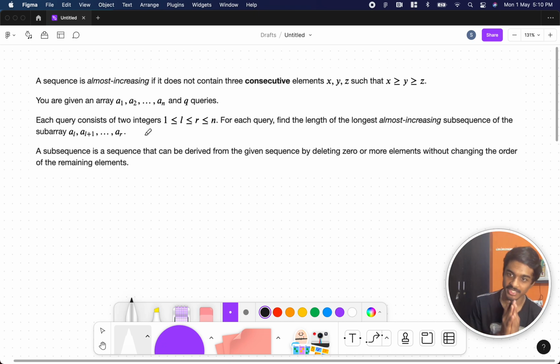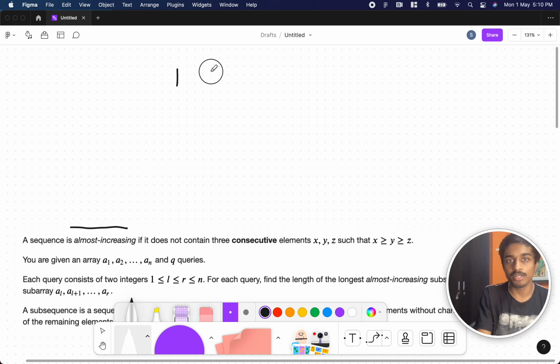The problem setter states that a sequence is called almost increasing only if it does not contain three consecutive elements x, y, z such that x is greater than or equal to y, and y is greater than or equal to z. What does it mean? Let's say for example you have 1, 2, 3, 4, 5. This is almost increasing because everything is greater than the previous element.